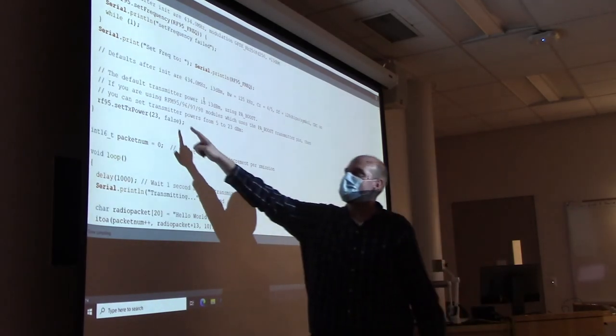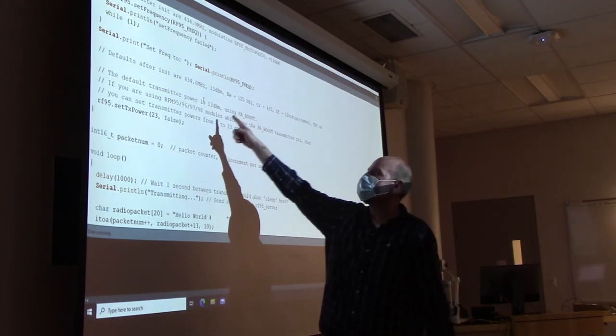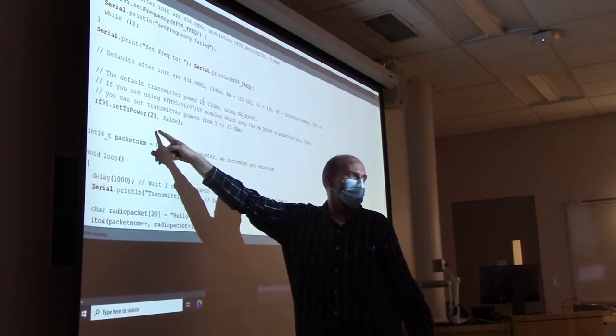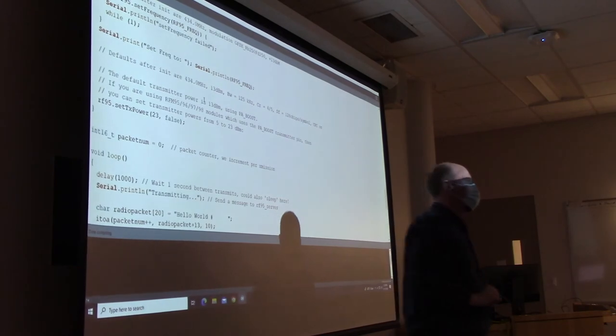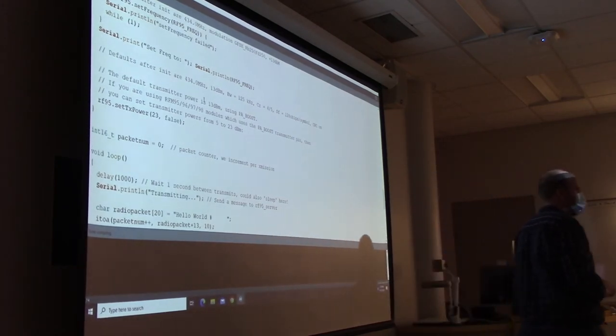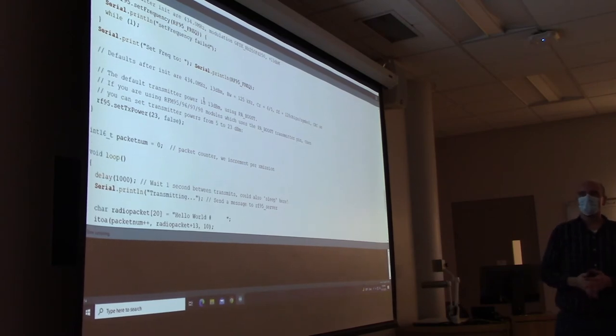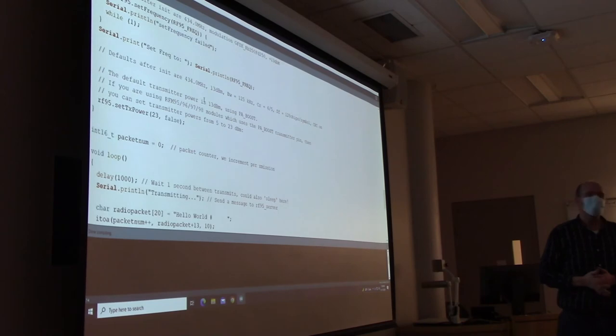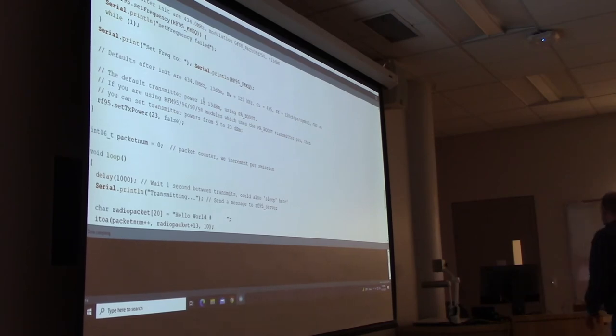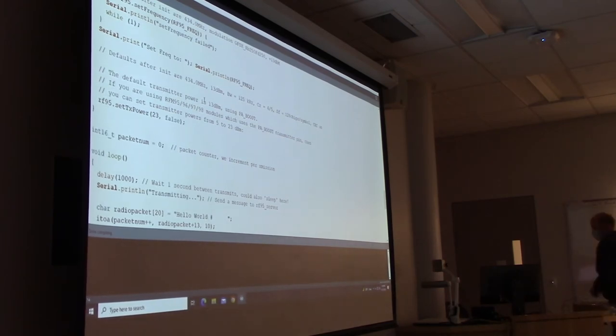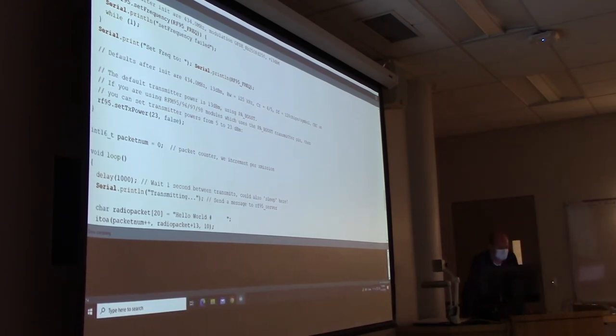But the first thing it does is it says, no, don't give me this default 13 dBm. I want to drink from the fire hose. And it sets it to 23 dBm. That's 200 milliwatts output power. That's the maximum. Some people have found they actually get a slightly shorter range going that high because there's some amplifier clipping on some of these when they get that high. And then using this particular driver, it's really straightforward to send packets of data.